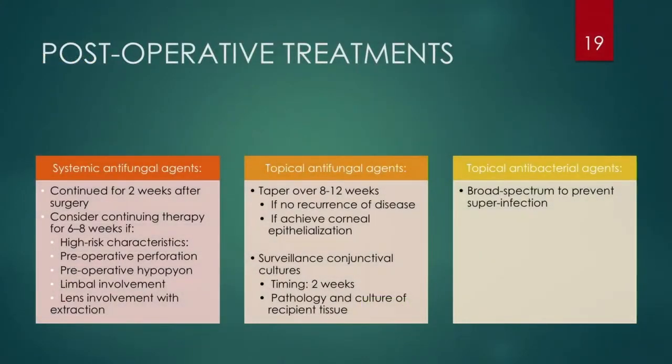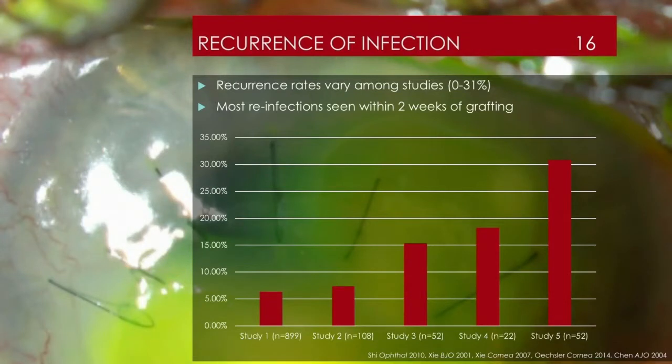So for what we do for systemic antifungals, I usually keep them on for 2 weeks, and then I consider continuing longer if there's pre-op high-risk characteristics, which I'll go through in the next slide. For topicals, I taper over 8 to 12 weeks, and that's assuming there's no recurrence and that the patient does have epithelialization. I do like to do surveillance conjunctival cultures to make sure I'm really killing all of that from the ocular surface, and a broad-spectrum topical antibacterial.